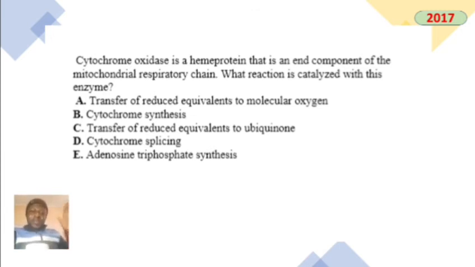Okay, so the hydrogen ions will combine with oxygen to form water, right? Okay, that's it. So they are asking you about cytochrome oxidase, which is the last one. Its action is the transfer of reduced equivalents to molecular oxygen, combining H plus ions with molecular oxygen to form water.